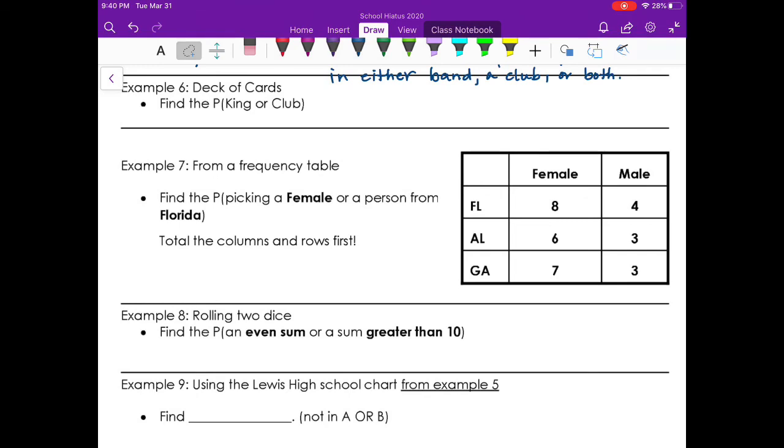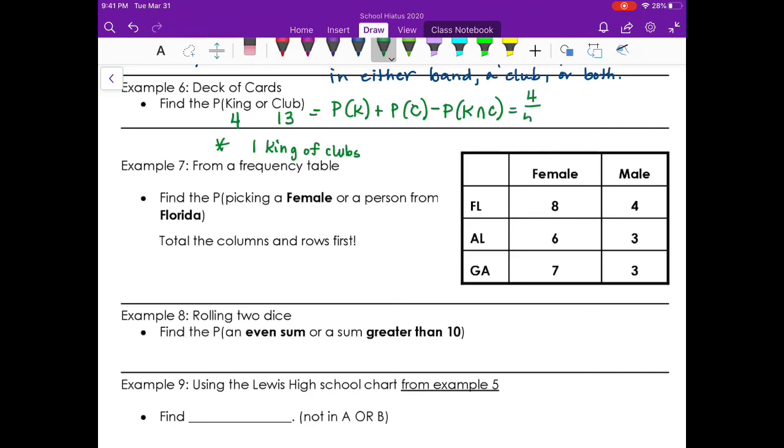In example 6, we're finding the probability of drawing a card from a standard deck and getting a king or a club. So there are 4 kings in a standard deck of cards and there are 13 clubs, but there is one that is a king of clubs. So we will use our overlapping formula. So we're going to do probability of king plus probability of club minus probability of king intersect club.